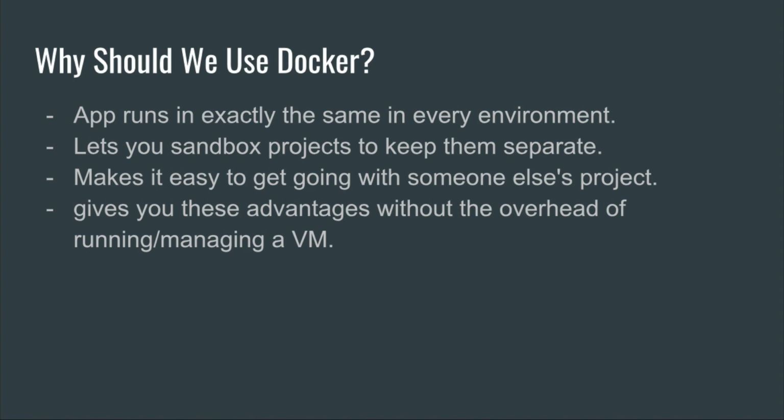This is useful if different projects use different versions. For example, if one of your projects uses Python version 2.7 and a different one uses version 3, then these projects will be kept separate. It makes it easy to get going with someone else's project, so you can clone someone's project, and it will be able to install all of its dependencies independent from what's already on your machine. And it gives you these exact advantages without the overhead of running and managing a virtual machine.